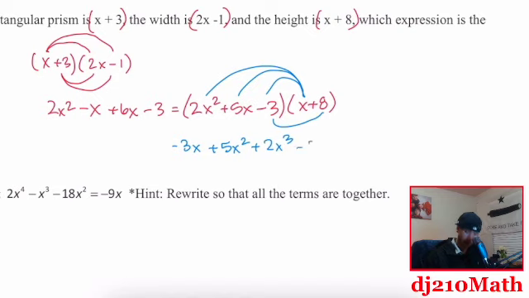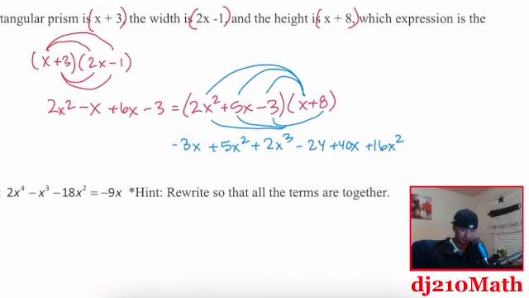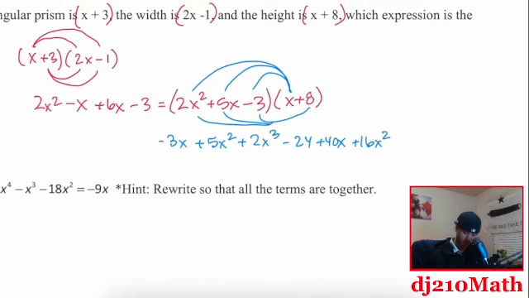8 times negative 3 is negative 24. Plus 40x plus 16x squared. All right, writing these in standard form, descending order, combining all the like terms. There's only one x cubed, 2x cubed, then 21x squared, then 40 minus 3 is 37x, and then the constant, negative 24.